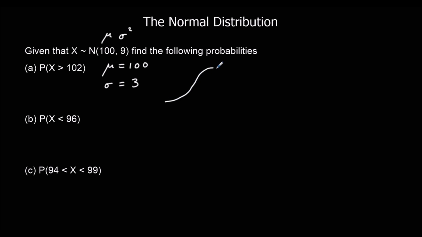So we've got a normal distribution. In the middle we've got the mean, so 100. We've got 102, just to the right of the 100. And the probability that it's bigger, so it's all of the area to the right of 102, everything more than 102.